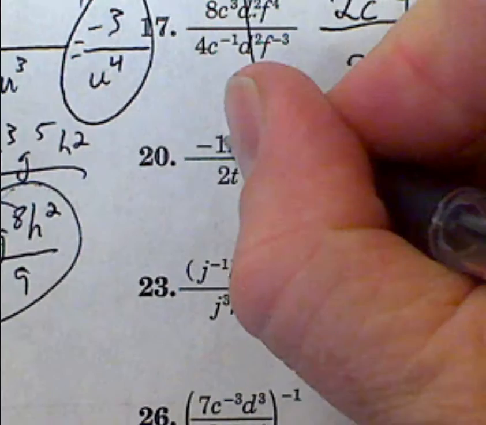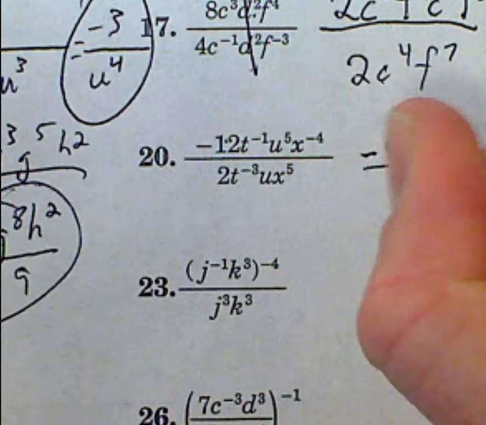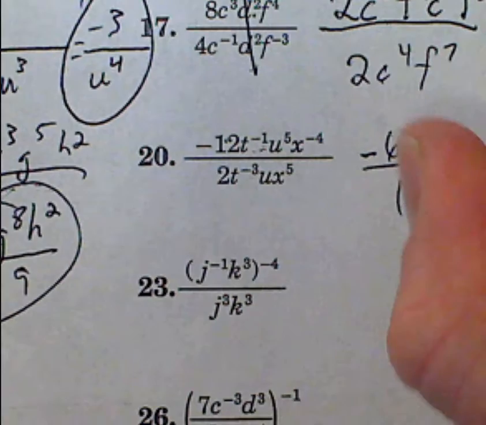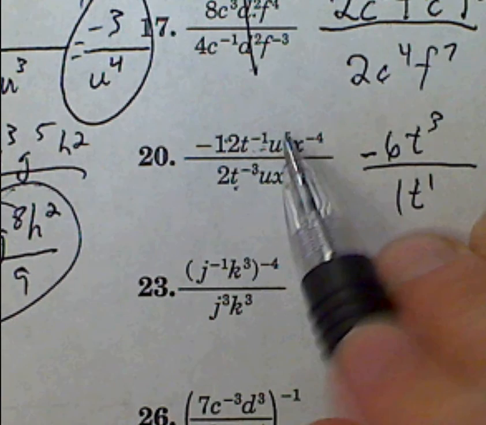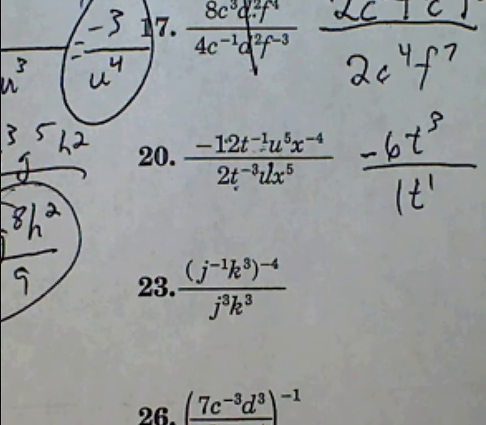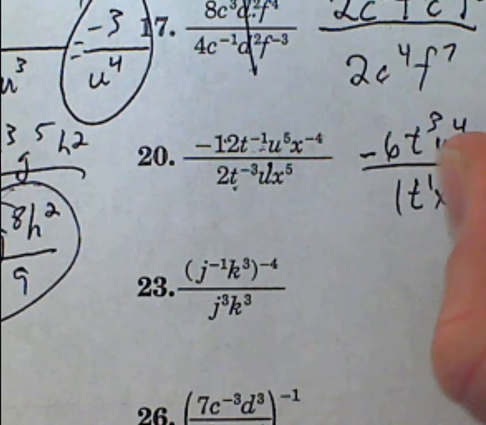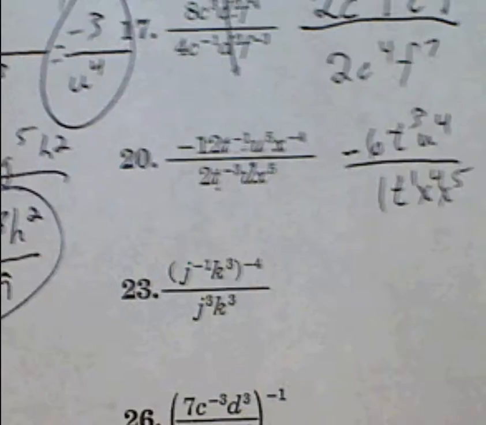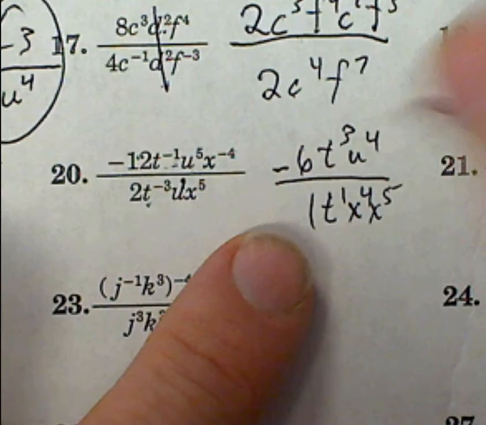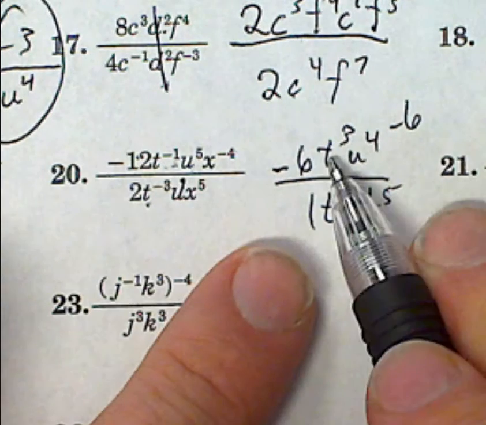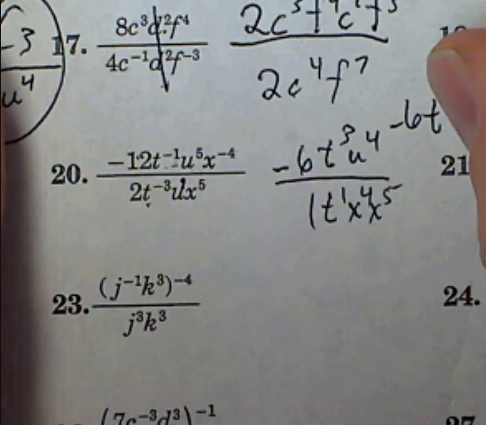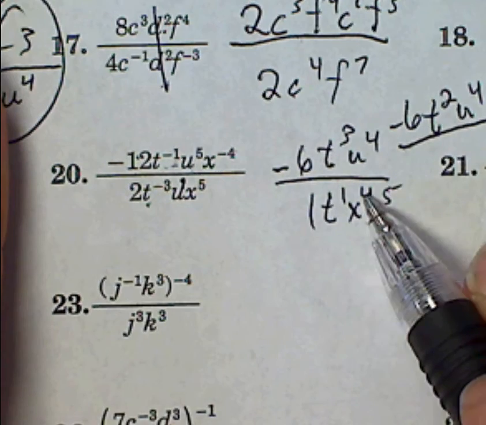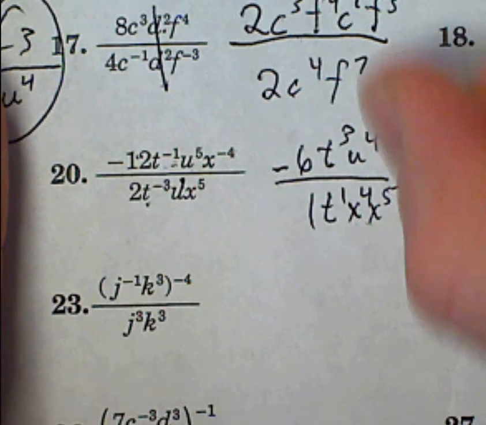Number 20, -12 over 2 would be -6 over 1. The t goes on bottom, so that's t to the 1. T to the -3 goes on top, so that's t to the 3rd. U5, U1, I can subtract those. That's U4 on top. X -4 goes on bottom. X5 stays on bottom. So now I can go ahead and do this. This is -6, T3, T1, opposite level, so I subtract, that's T squared. U4 stays on top. X4, X5 becomes X9. And I'm done.